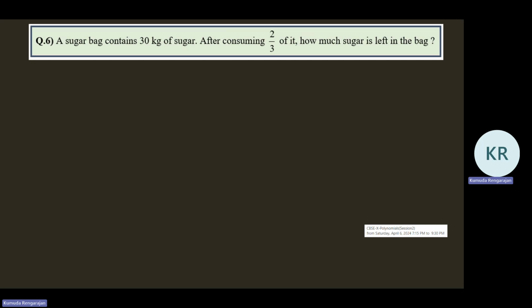How much is consumed? How much is remaining? What is consumed? Used up. What is consumed means what? Used up. Consumed means used up. So how much is used up? 2/3. Then how much is not used up? How much is remaining? 1/3.